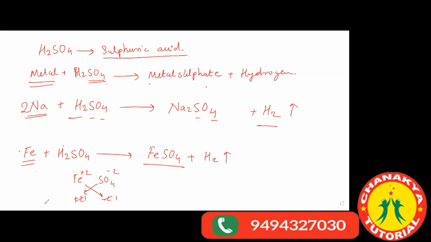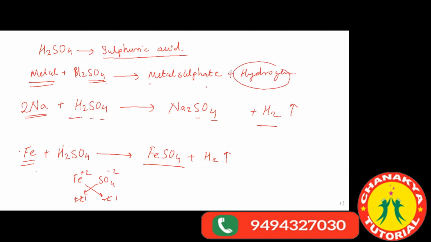Now, is there a need to balance anything? No, everything is balanced. So what you come to know is, when metal reacts with sulfuric acid, it will give you metal sulfate and hydrogen gas is released. So how should you understand whether hydrogen gas is released or not?